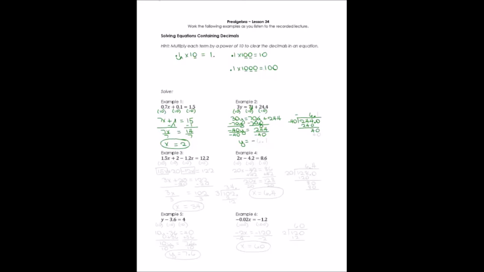40 will go into 40 this time 1 time, and I'm finished. What's my answer? Negative 6.1. All right, example 3 has 4 terms in this problem.